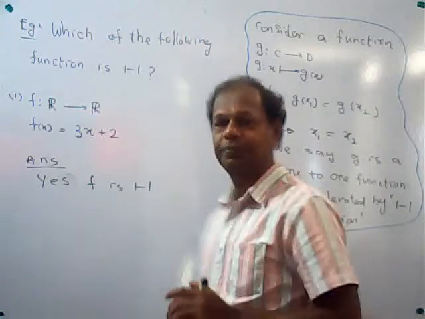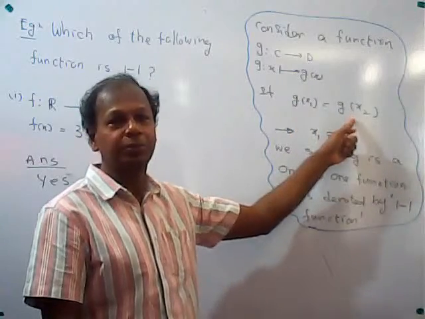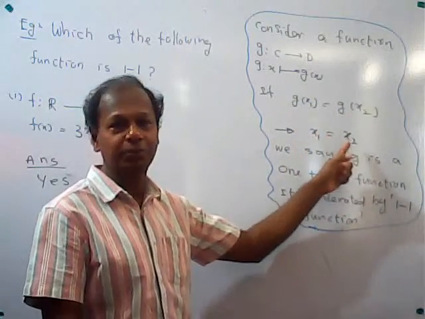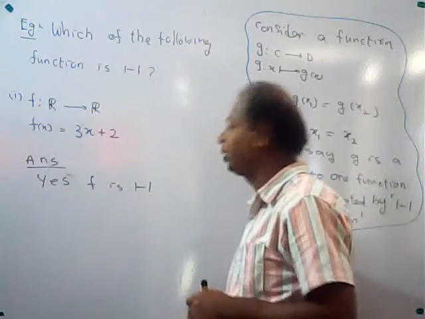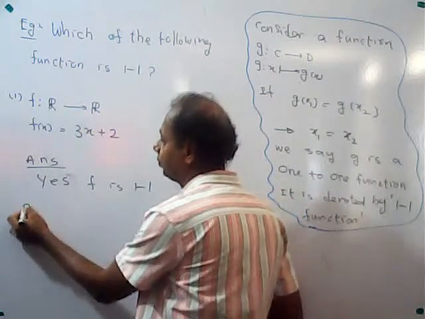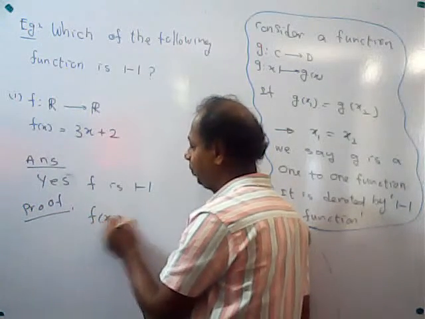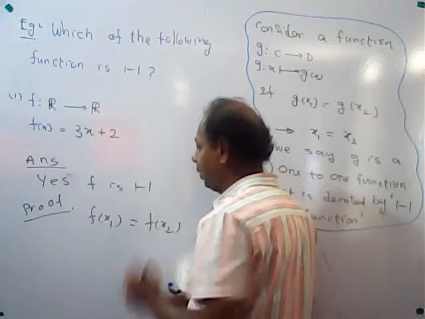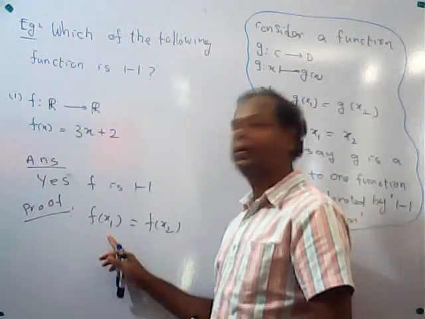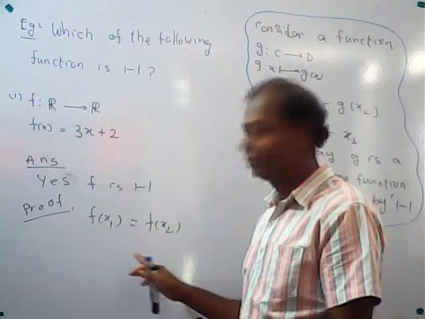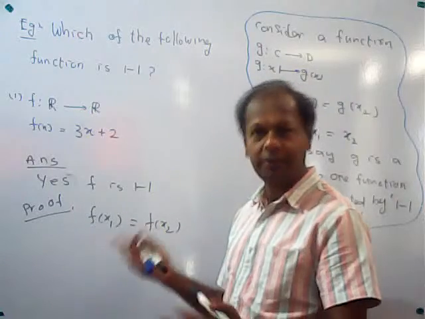How to prove? This is the definition. It says if g(x1) equals g(x2) implies x1 equals x2, then it's one-to-one. So let's see if we can prove so. Right? Prove. Say f(x1) equals f(x2). If you can prove that x1 equals x2 under this, then that's all, right?